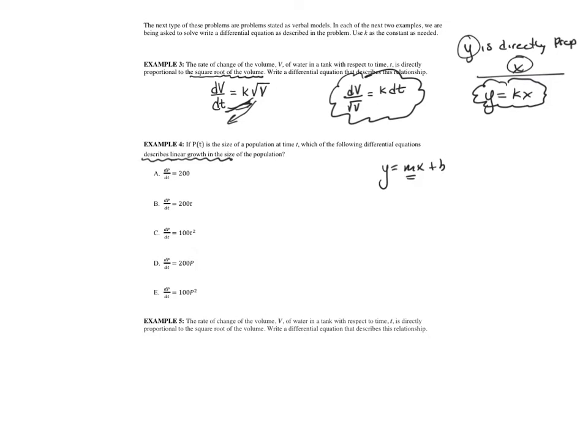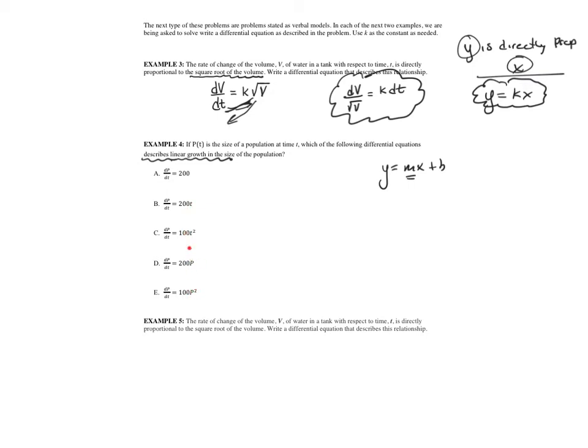That's the big thing we know about lines, is that their slope is constant. So if you look at these choices here, the only one that indicates that the rate of growth is constant is this one right here. dP/dt is 200. That's literally saying the rate at which the population is changing over time is 200. It's always 200. It doesn't matter what the time is. All of these other ones depend on either time or what the population is itself.